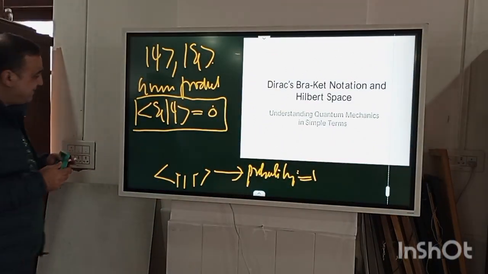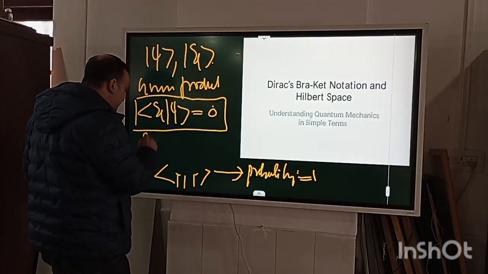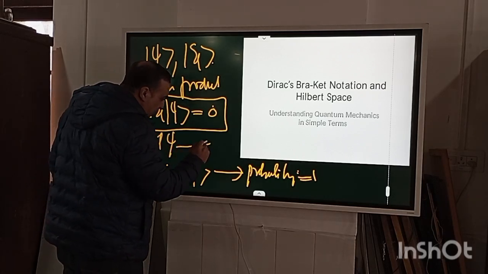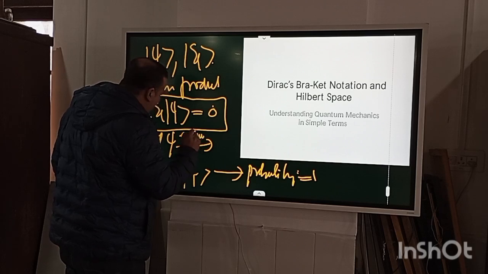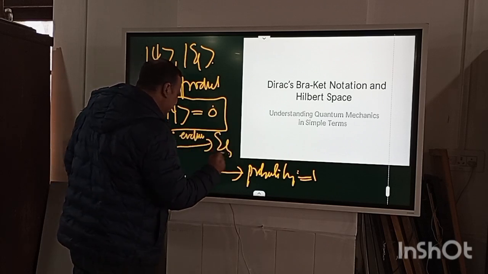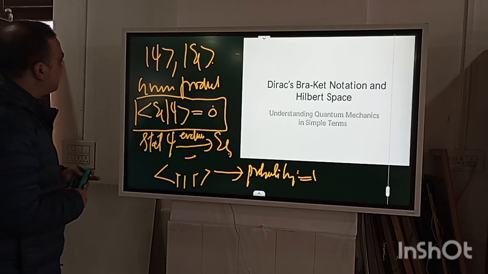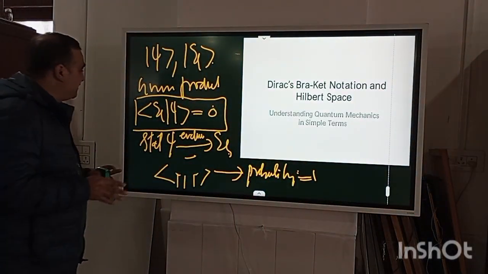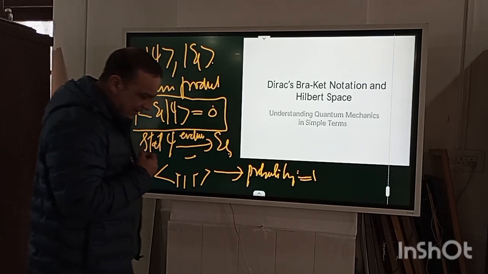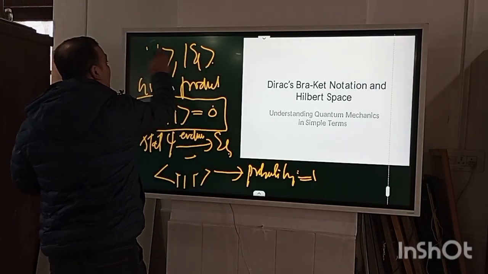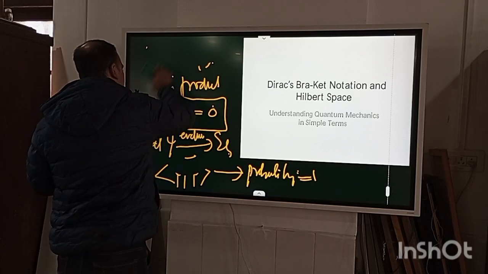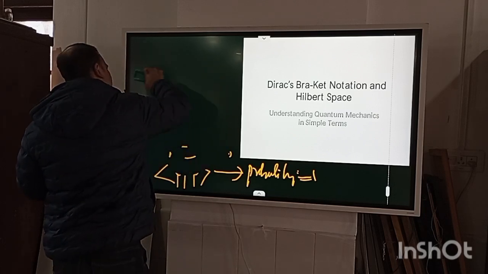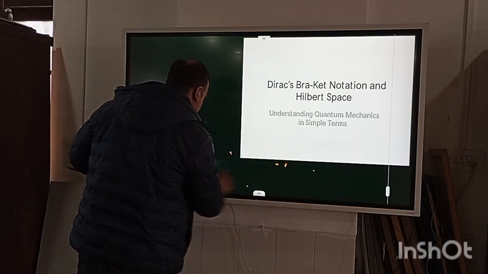Or in other words, I can say it's impossible for the state psi to evolve into the state of zeta. So this is how the inner product between the two state vectors leads to what's called orthonormality. So it reflects the fact about the orthonormality of the two state vectors.